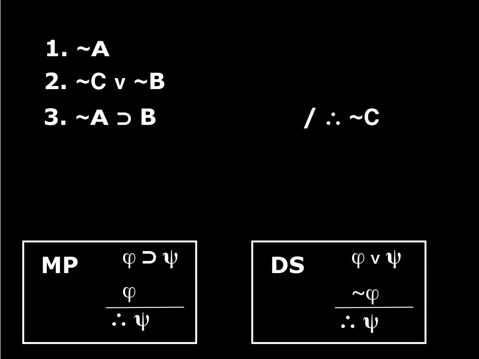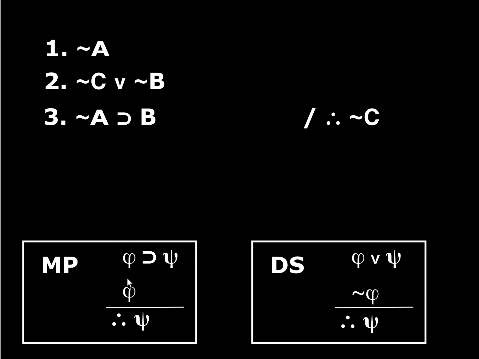Let's do one more example. Here's another argument. We have 3 premises. Conclusion is not C. We only have 2 rules, so I'm just going to put both of those rules down so we can refer to them as much as we need. Let's just go and see what we can do.